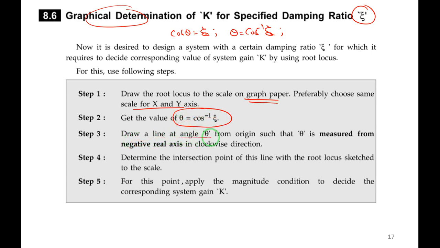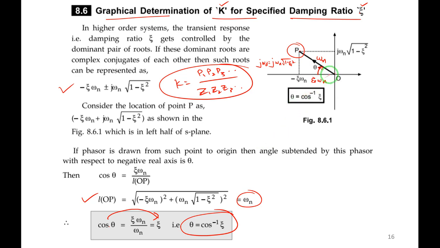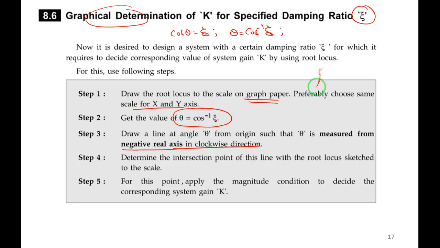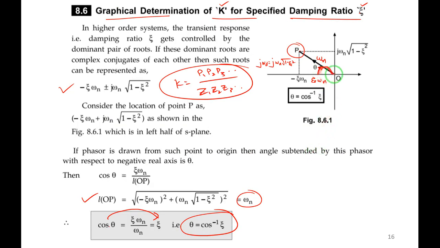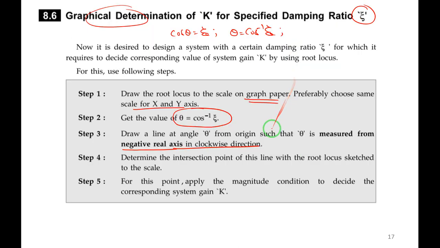Then draw a line at an angle theta from the origin such that theta is measured, please keep this in mind, from the negative real axis in clockwise direction. Observe here, this is the negative real axis and theta is measured in clockwise direction. Then determine the intersection point of this line with the root locus. This point will intersect on the root locus. So determine the intersection point of this line with the root locus sketched to scale.